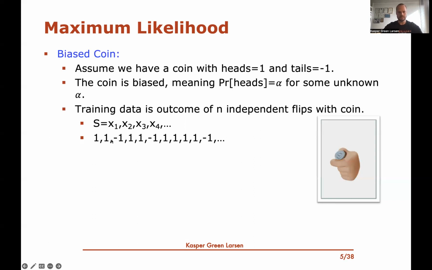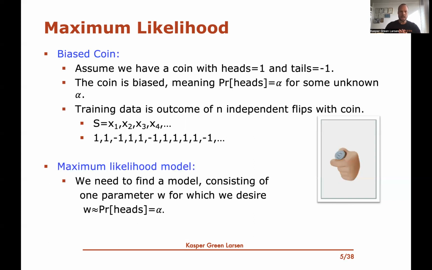So each of these coin flips is either heads or tails. Now, what is the analogy of doing this maximum likelihood approach in the case of the biased coin? In this case, the model really is just one parameter W, and the intention is that we would like this W to approximate the probability of seeing a heads, which is this alpha. We would like W, the one single parameter that we need to pick, to approximate this unknown probability of seeing a heads.